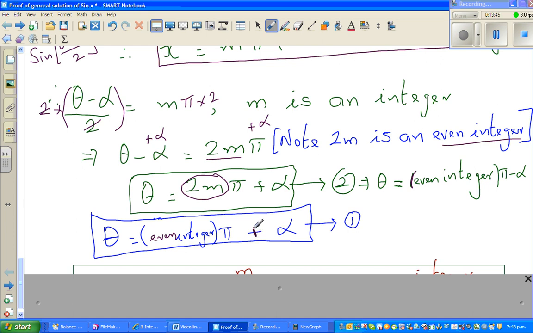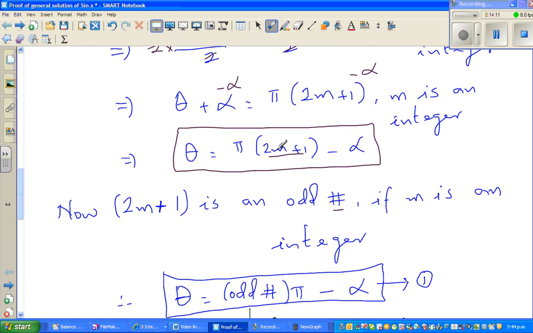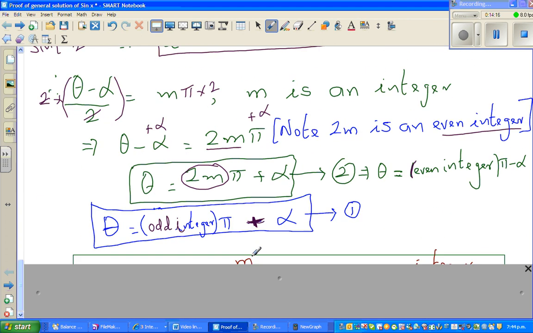Okay, I'm getting confused here. I think I copied and pasted from cos. Okay, so this is, no, this is right. Sorry, I'm getting confused here. This was for equation 1. This is an odd integer. I was right here. This is equation 1, I have copied and pasted from here. I didn't see that. So this is minus alpha. This is right. Sorry for the confusion.